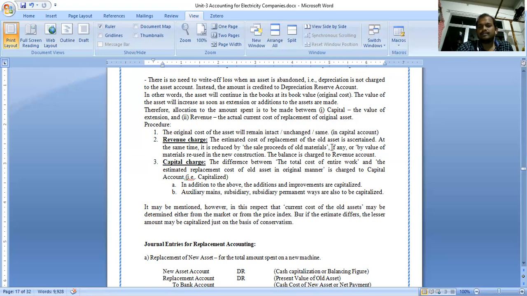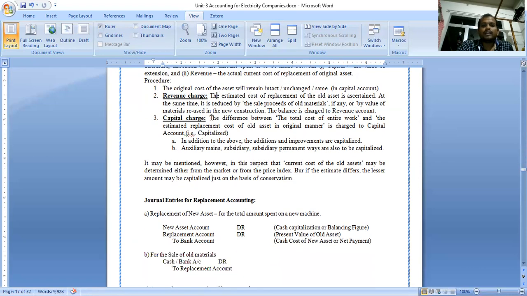You can realize it. But what we generally think is, today that car value is 40 lakhs, and I sold that one, I got only 2 lakhs. So roughly 38 lakh is my estimated cost of replacement. In the sense, we have to reduce the sale proceeds of old material. Likewise, any value of material reused in the reconstruction, that value also we have to deduct. So the balance amount will be charged to the revenue account. That is called a revenue charge.